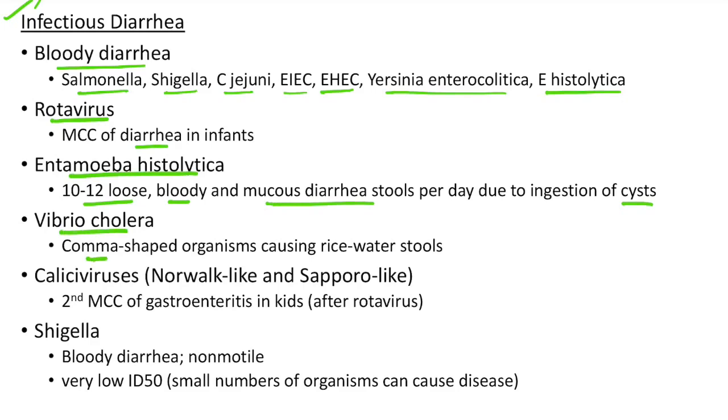Vibrio cholerae are comma-shaped organisms causing rice water stools. Now let us see about caliciviruses. These include Norwalk-like and Sapporo-like viruses. They are the second most common cause of gastroenteritis in kids after rotavirus.